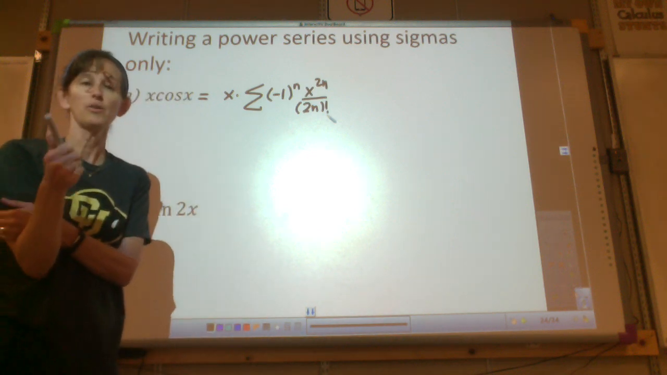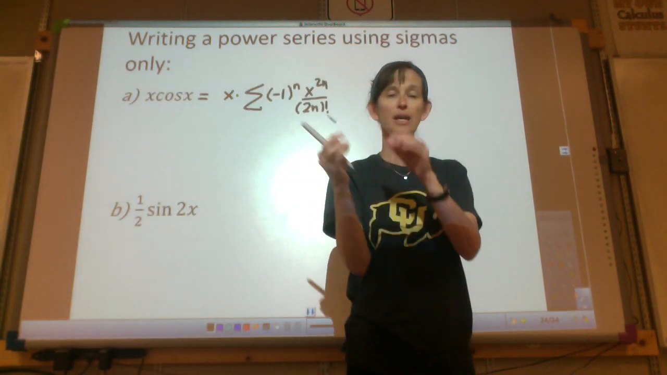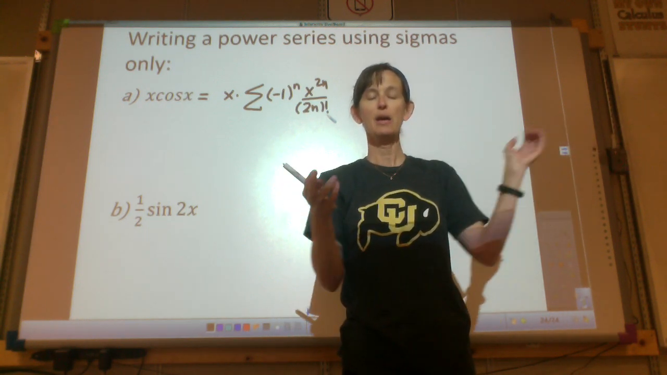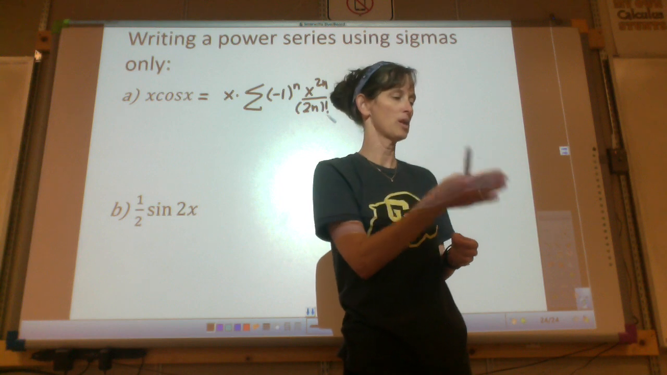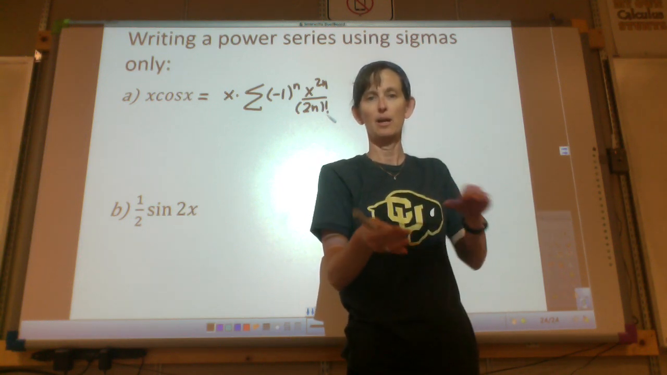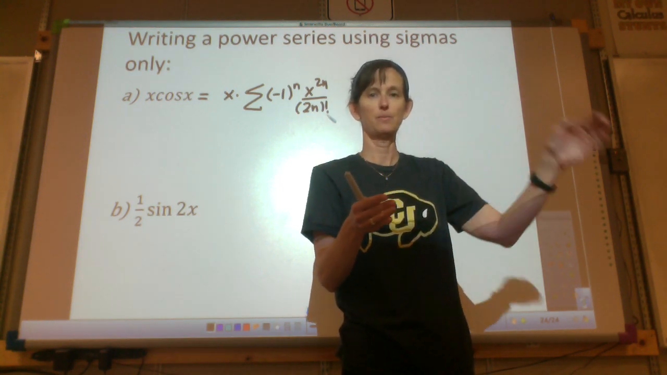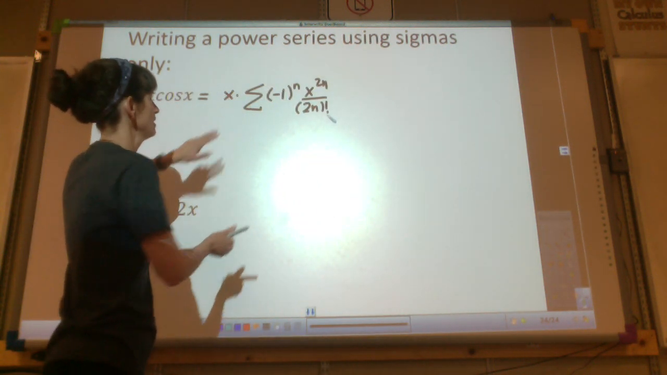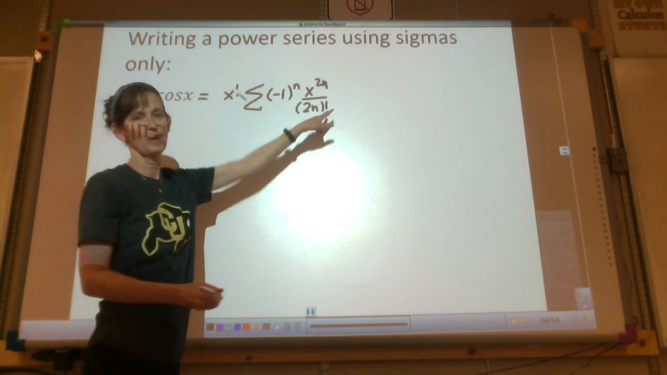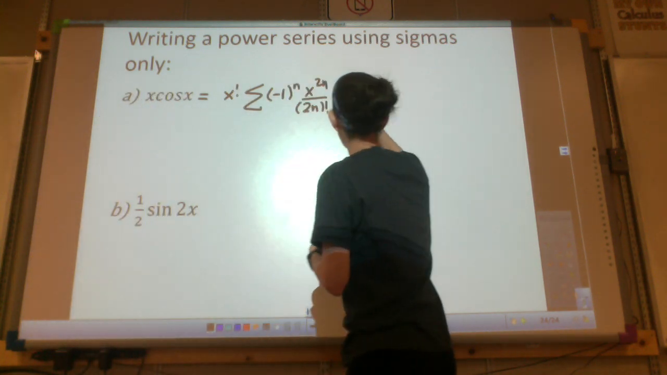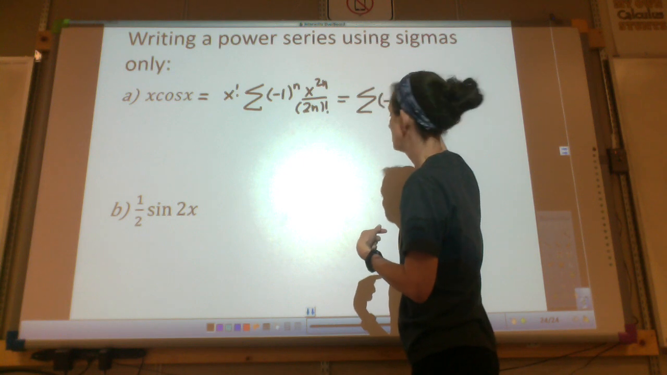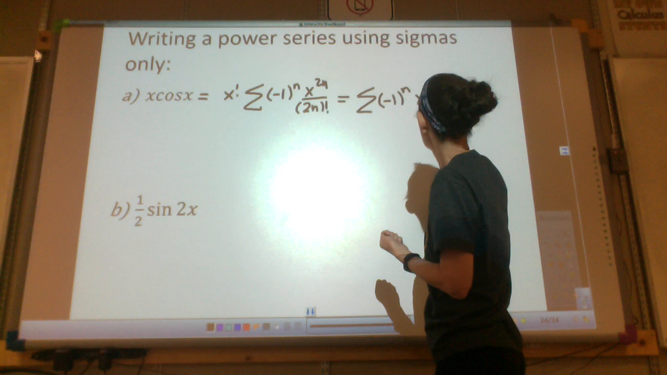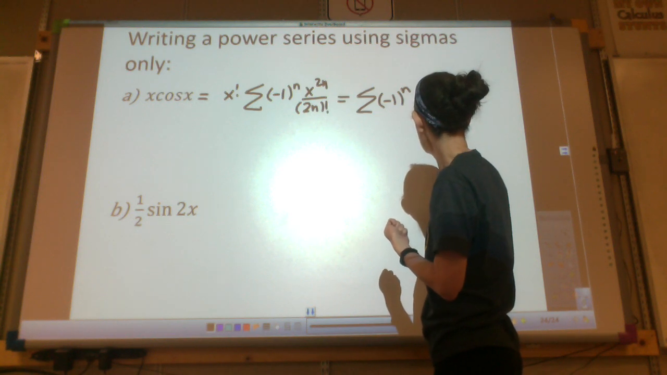This is literally all you're doing. You're taking x and multiplying it through every single term of cosine as a polynomial, and every single term goes up by 1 power of x. X times this, x times this, x times this. So why not just do sigma notation for that and multiply this x to the first by this x to the 2n. You'll have a new series where negative 1 to the n is unaffected, the power of x goes up by 1, and your 2n factorial stays the same.